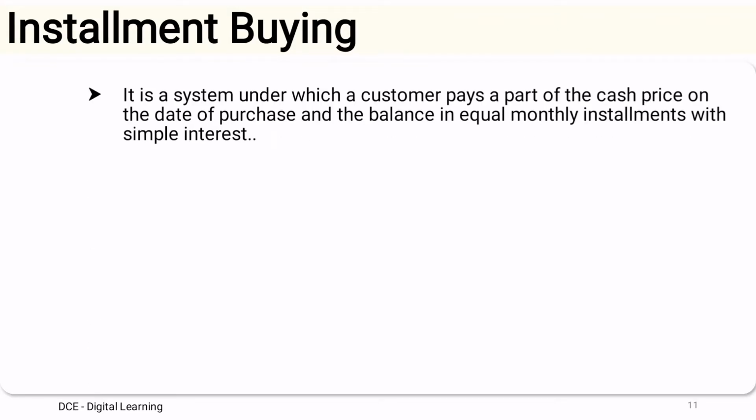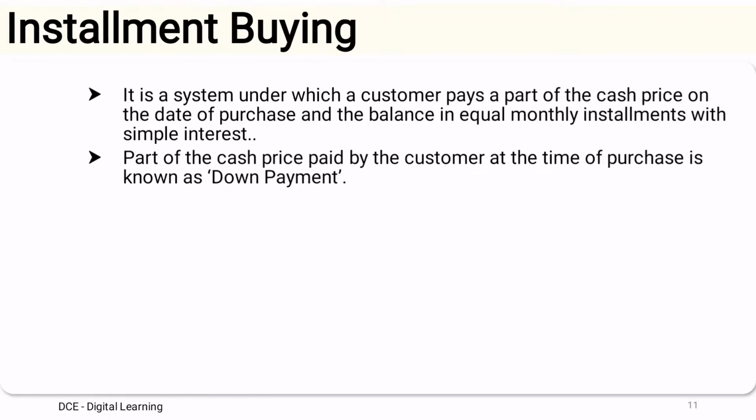Next, the last concept in unit 2 is installment buying. Installment buying means a system under which a customer pays a part of the cash price on the date of purchase and the balance in equal monthly installments with simple interest. Part of the cash price paid by the customer at the time of purchase is known as down payment.